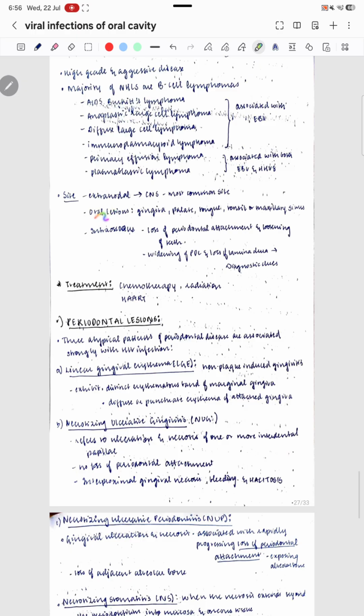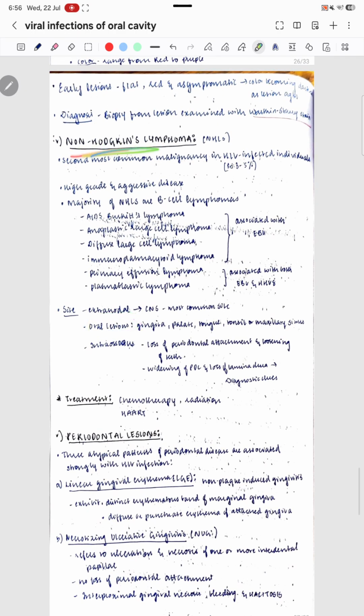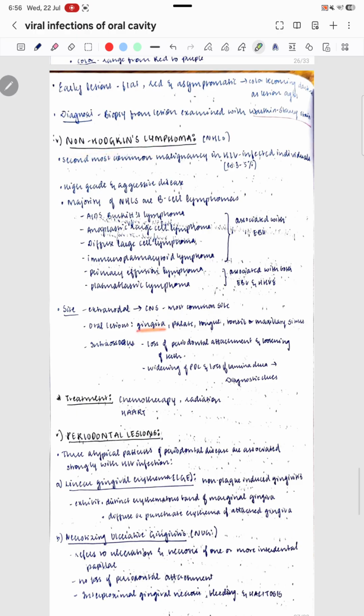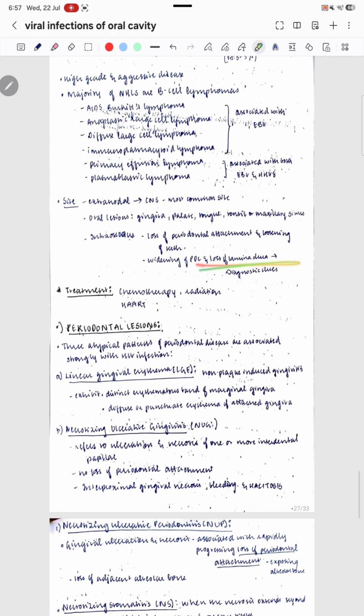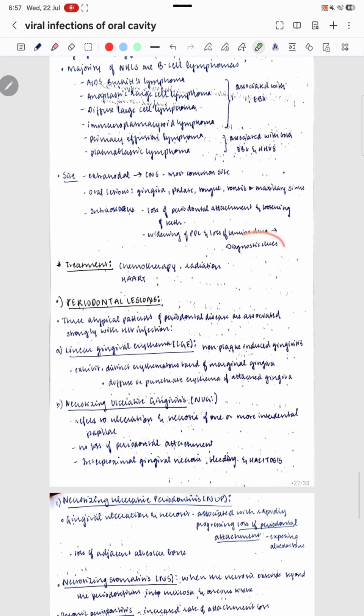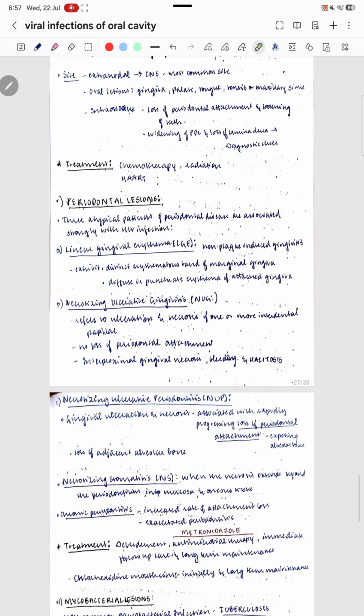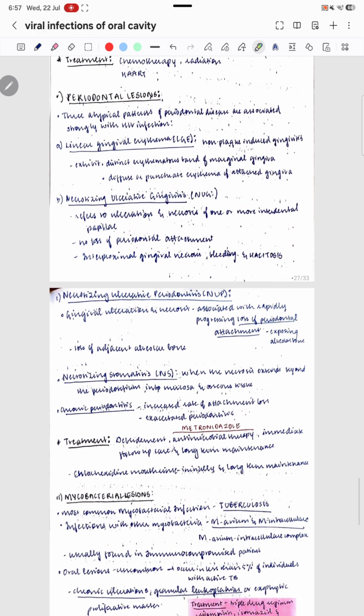Then the oral lesions of non-Hodgkin lymphomas occur on the gingiva, palate, tongue, tonsil, maxillary sinus, and intraosseously outside the periodontal attachment, and loosening of teeth occurs. There is widening of the periodontal ligament space and lamina dura in the radiograph. This is the diagnostic clue. Treatment is chemotherapy and radiation.